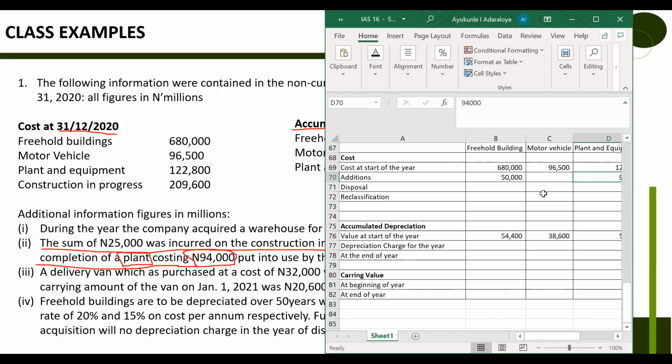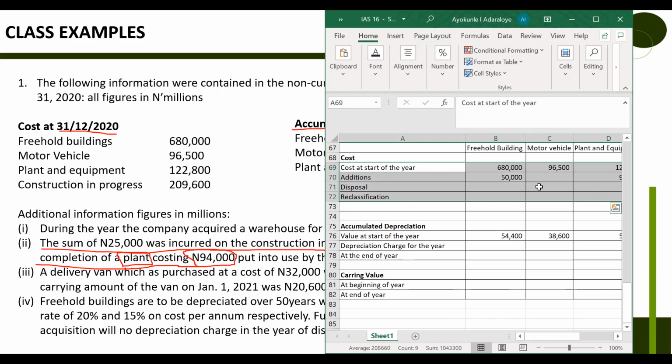Yes, ma'am. Okay. So a delivery van which was purchased at the cost of 32,000. So under our motor vehicle, what was the initial cost? 32,000 naira. You know, these costs here are all initial costs. You remember, right?